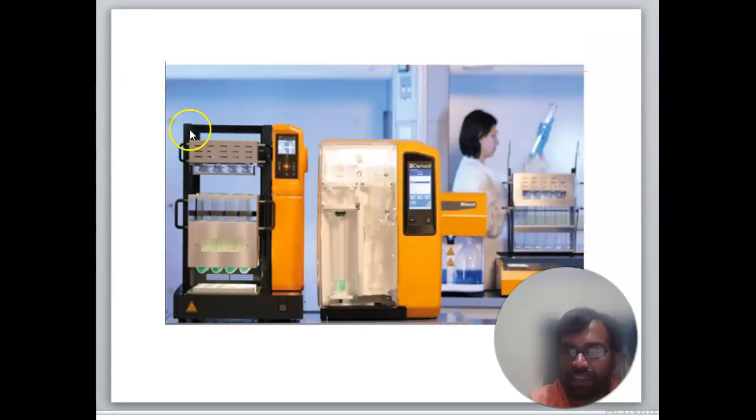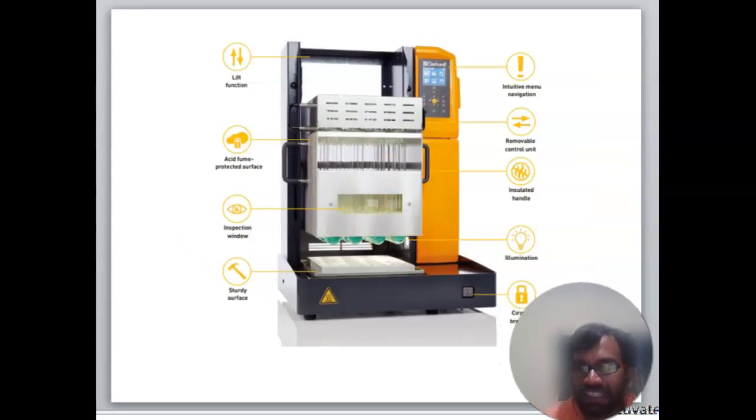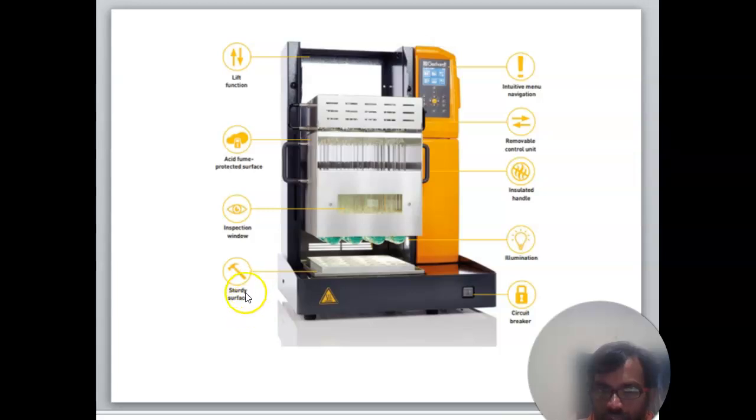Then you can see the digestion unit and this is the distillation unit. You can see clearly, we will discuss it in the next slide. Here is a somewhat closer look at the distillation unit. Here is the heating coil, the inspection window to view the samples, and the acid fumes protecting surface. Here is the lift junction, the operating menu and control unit, the insulated handles to carry it, and this is the circuit breaker.